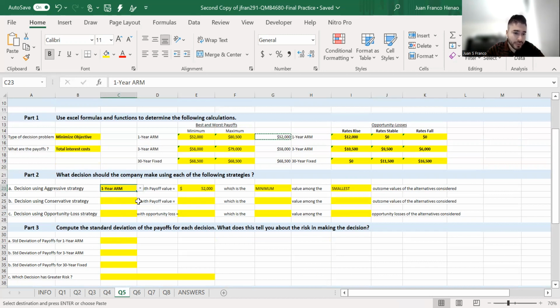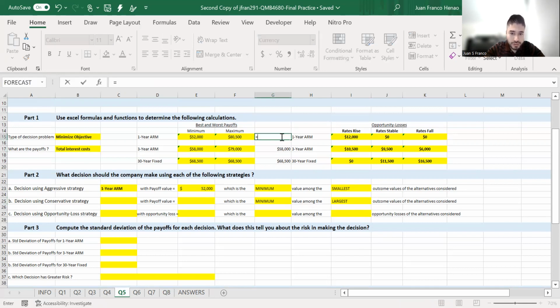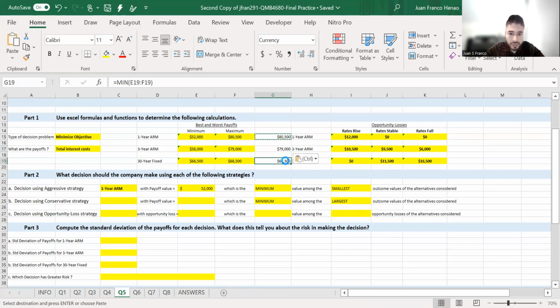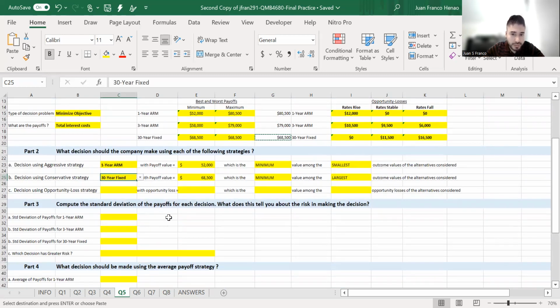Now for the conservative strategy, this is the minimum value among the largest. So let's put it here. We're gonna change the formula to max, since we're trying to find the maximum values. And from this, we're gonna take the lowest, which is this one. Copy and paste values, and this corresponds to a 30-year fixed mortgage.